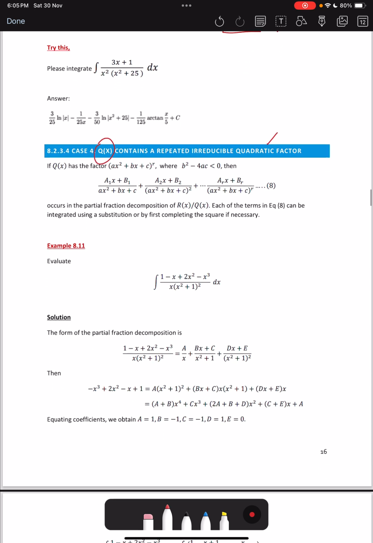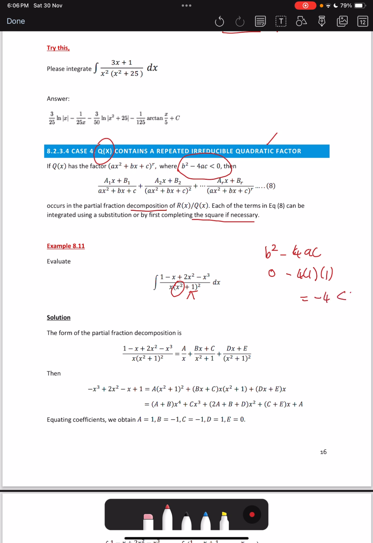So this is the example, you have the fraction where now you not just have the repeated, but you have the quadratic here, and if you do the quadratic here, b squared minus 4ac, you will have b squared 0 minus 4 times 1 times 1. So you get negative 4, which is a negative number. Okay. And then it is repeated to the power of 2. So you have to translate it to the form of partial fraction decomposition. It becomes like this. Repeated, so you need to do it twice.